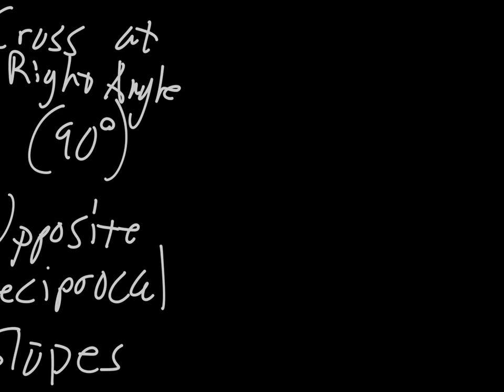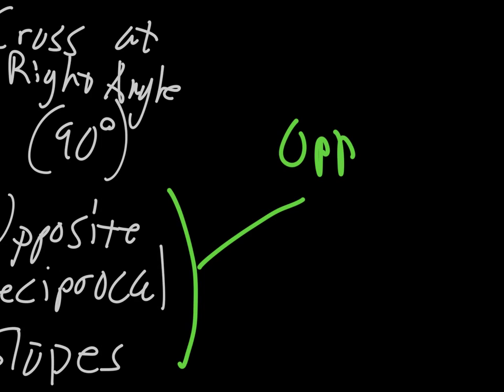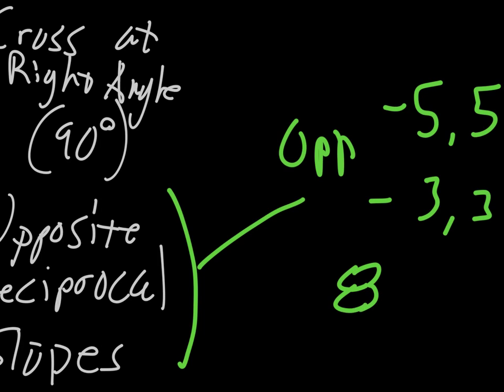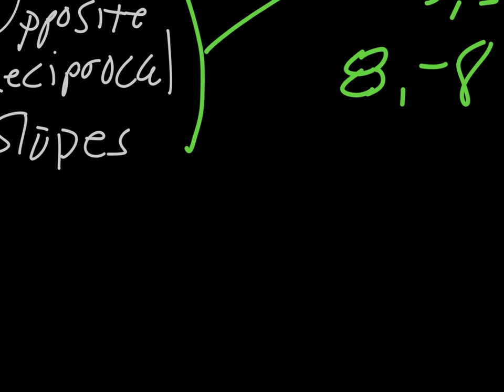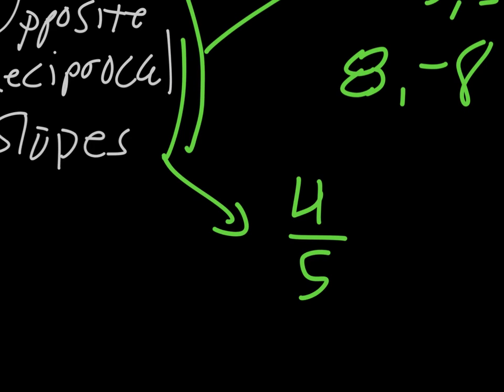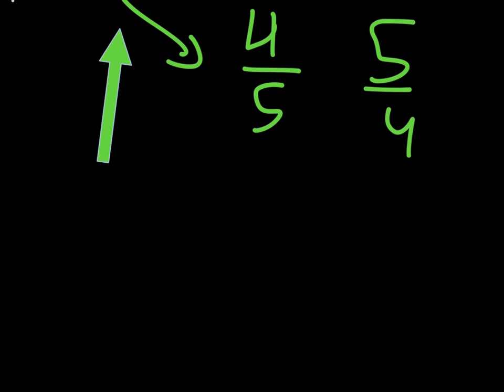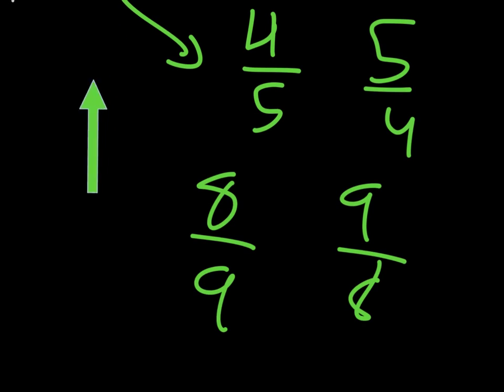Let's see what else. We know that opposite reciprocal, opposite is if you have -5, it becomes +5. We know that -3 becomes 3, 8 becomes -8. That's what opposite means. We know that reciprocal means the arrow, remember? So if I have 4 over 5, where's my arrow? There's my arrow. It's going to flip like that. So it's going to be 5 over 4. We know that if it's 8 over 9, it's going to be 9 over 8, because it flips.